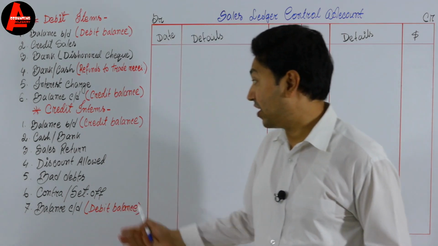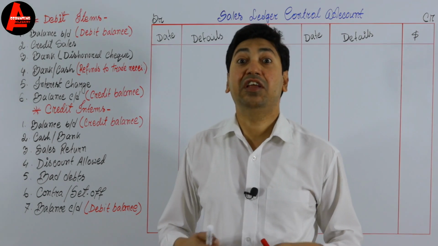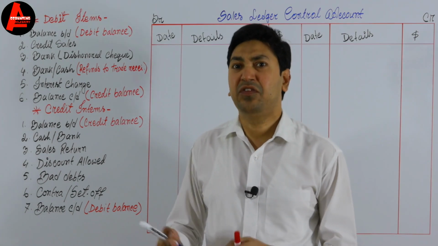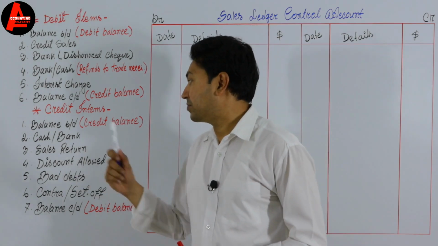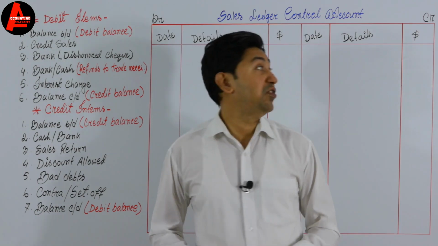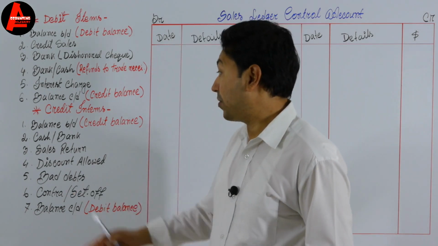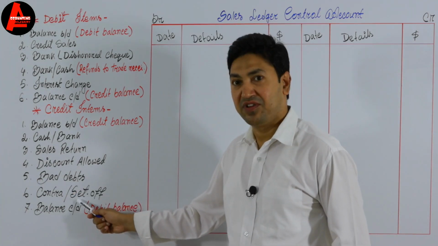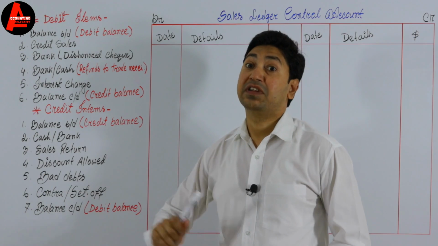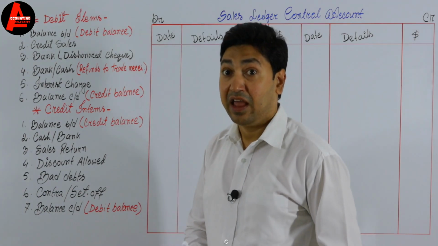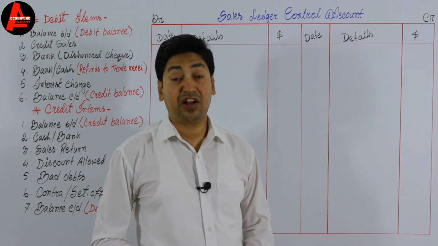So what is your next item? It is bad debts, bad debts written off, or irrecoverable debts. It will come in different ways with different terms, but the same meaning. If bad debts are given in the question, then we need to write them on the credit side here. We have number 6 here, contra or set off. Contra entry comes on the debit side of the purchase ledger control account and on the credit side of the sales ledger control account.